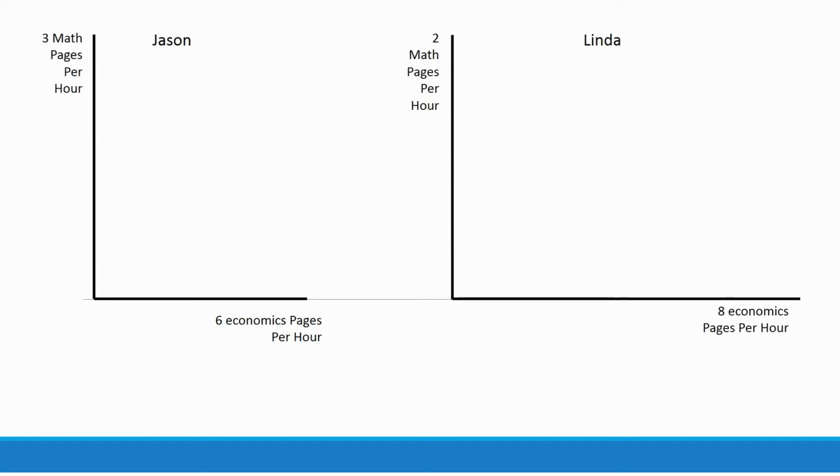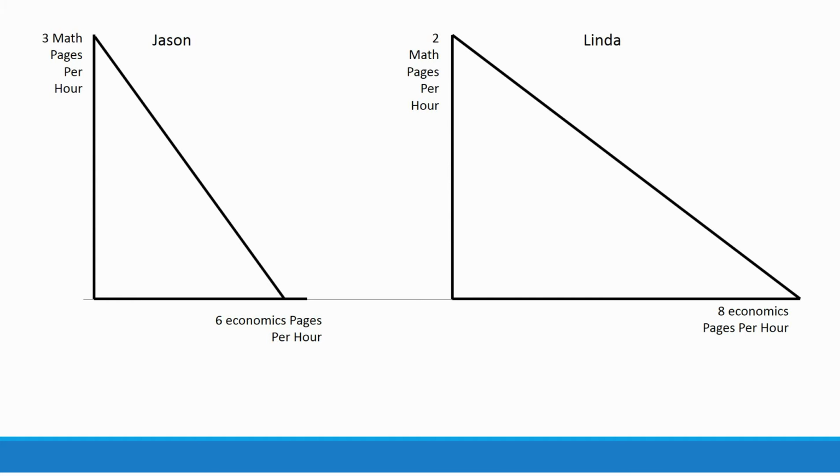Graphically, we can represent the choices that Jason and Linda must make in terms of opportunity costs by this graph. As you can see here, on the y-axis we have 3 math pages per hour, and on the x-axis we have 6 economics pages per hour concerning Jason. For Linda, we have 2 math pages per hour on the y-axis, or 8 economics pages per hour on the x-axis. A linear line represents all the choices that they could make in between.